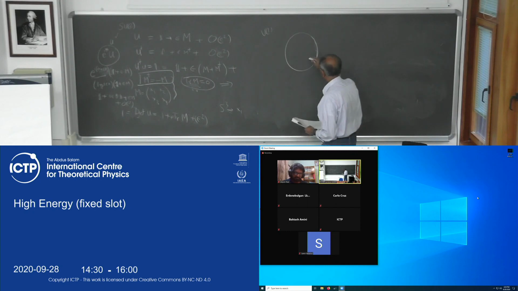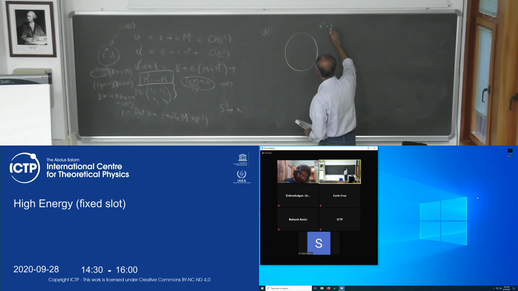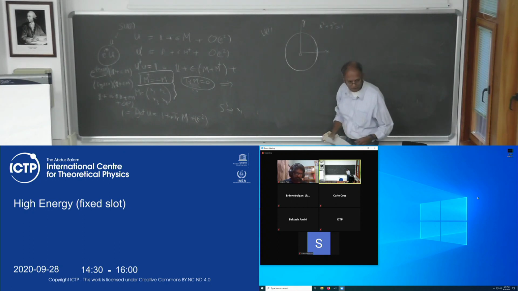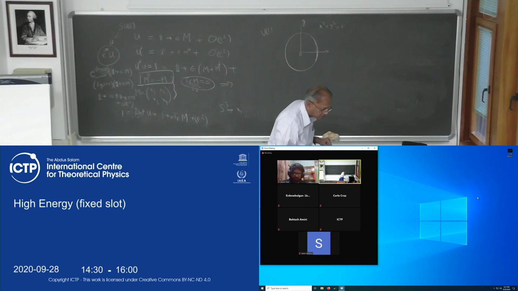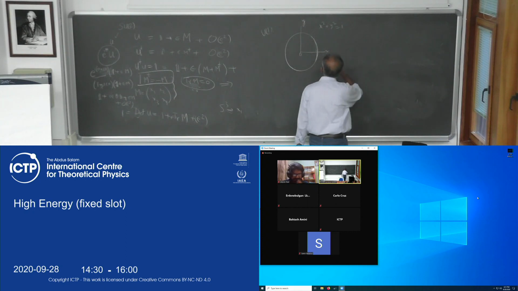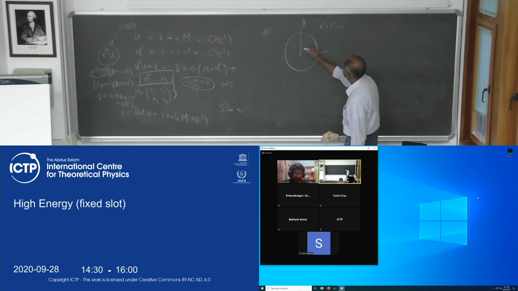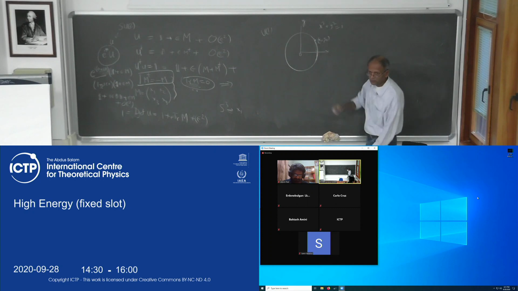So what is the tangent space? This circle is x squared plus y squared equal to 1. Here is my x-axis and that's the y-axis, and the center is at the origin. You can all hear me well, right? Now suppose I start at some point x naught, y naught on the circle, which means it satisfies this equation.